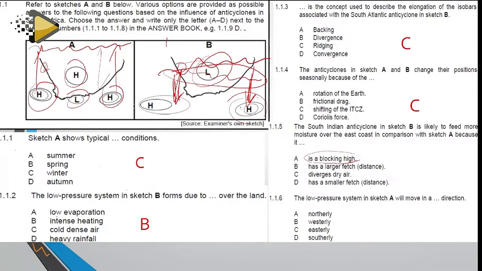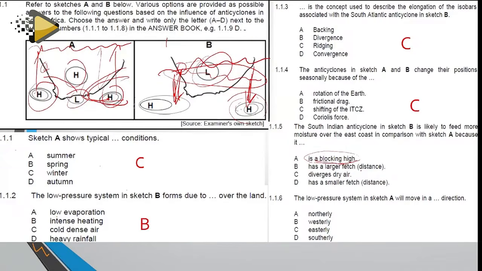So this high pressure cell is also called a blocking high pressure cell. So I'm looking at this option here. Why do we call it a blocking high pressure cell? Because it can reach and stop the mid-latitude cyclone from moving further into the land. So it can reach there and stop the mid-latitude cyclone, or cold front, from moving further into the land. So that is why it is also called a blocking high pressure cell.